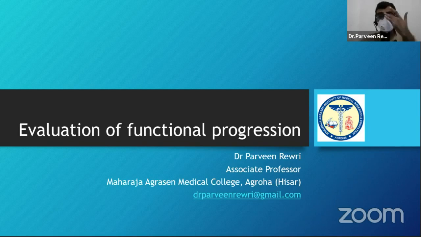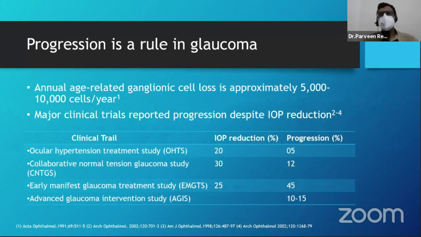So that's what we are going to discuss briefly: how this functional test can help, and what are the intricacies which can be used to detect it early. Progression, in general, is a rule in glaucoma. Whatever the best treatment we are giving, however much reduction of IOP we are achieving, glaucoma tends to progress. Though the rate and amount of progression we can definitely reduce, depending upon how much IOP reduction we have achieved with the treatment.